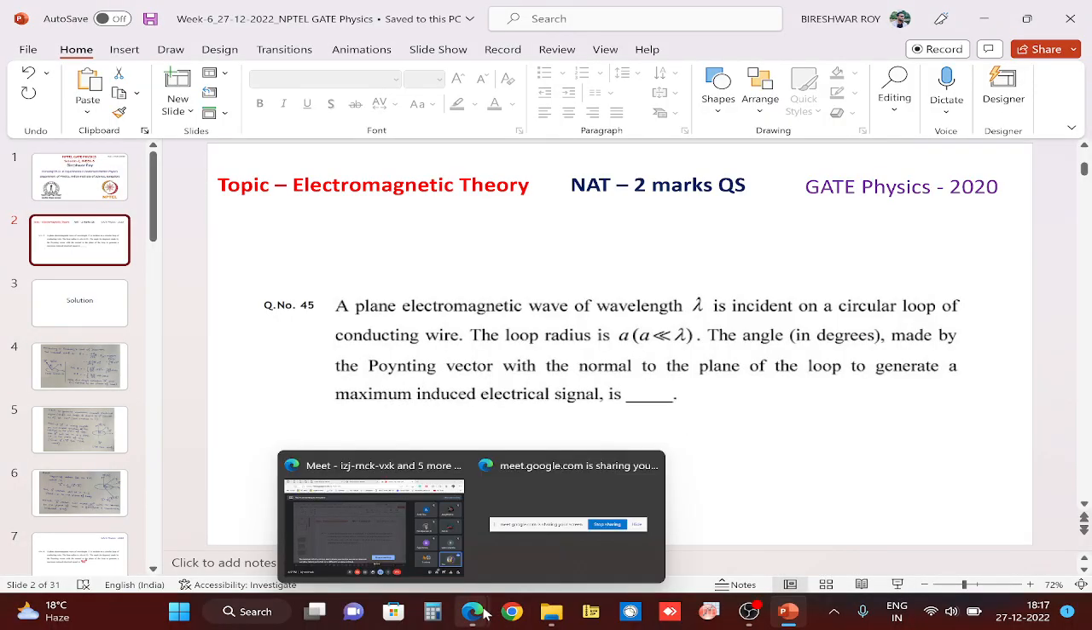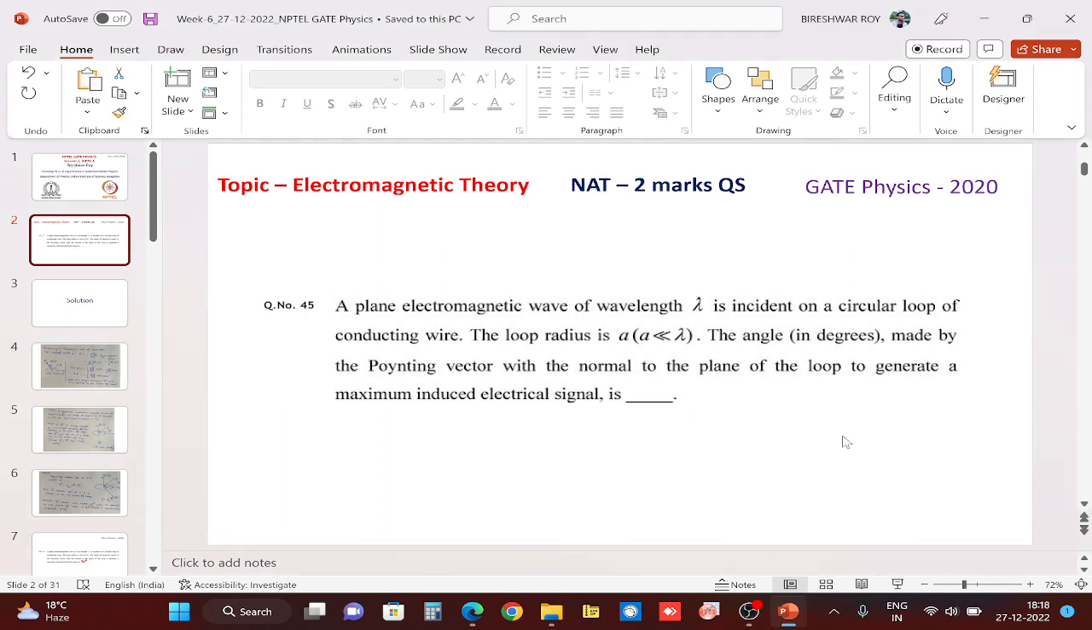This is a very easy question. If you can make the diagram for this question, the direction of the magnetic field, pointing vector, then you can easily find the angle. Nothing else. Some questions having 2 marks will be very easy. You don't have to even solve this problem. If you know it conceptually, you can just tell the answer. Anyway, just try.